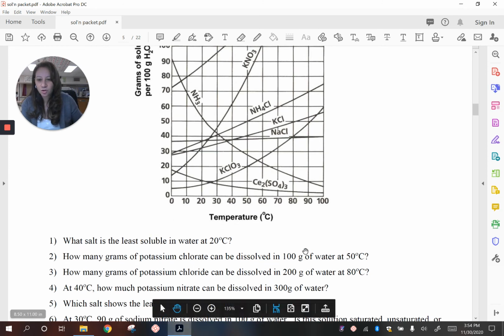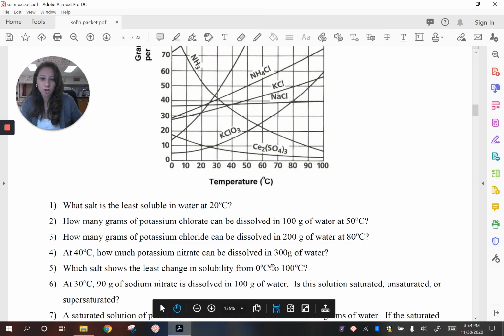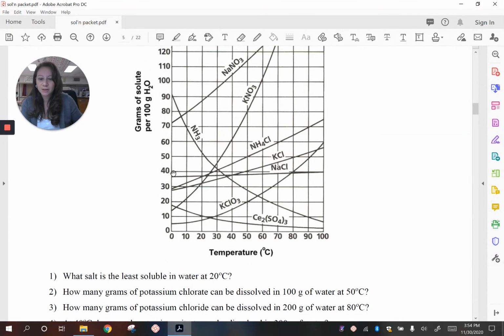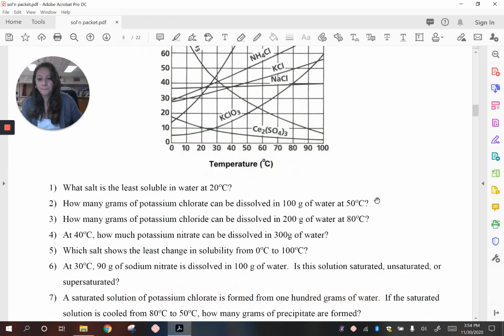Question 5, which salt shows the least change in solubility from 0 to 100 Celsius? So the one that's showing the least would be the one that's the most flat, which would be the NaCl, meaning that no matter how much I heat it, I can't dissolve much more in there.